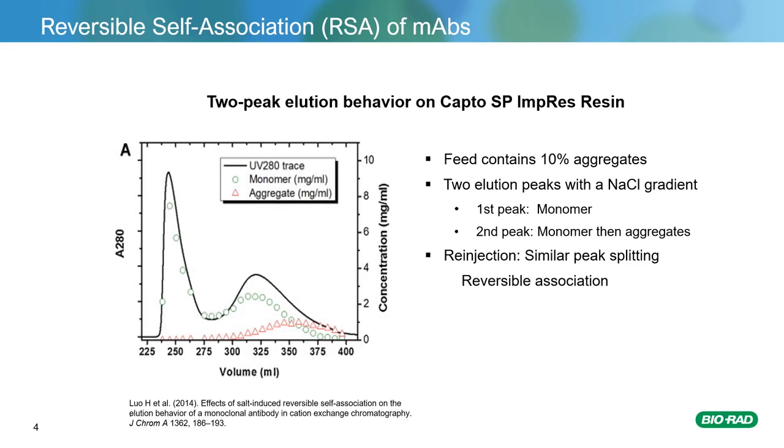So here you see this two-peak behavior described on Capto SP ImpRes. The feed contained 10% aggregates. It was loaded onto the column, and during elution with that salt gradient, the first peak showed monomer, and then the second peak showed monomer and then aggregate. Upon re-injecting some of the first peak onto the column, they got a similar peak splitting, which suggests a reversible association on this cation exchange column. As a consequence, there's a lower yield of pure monomer.